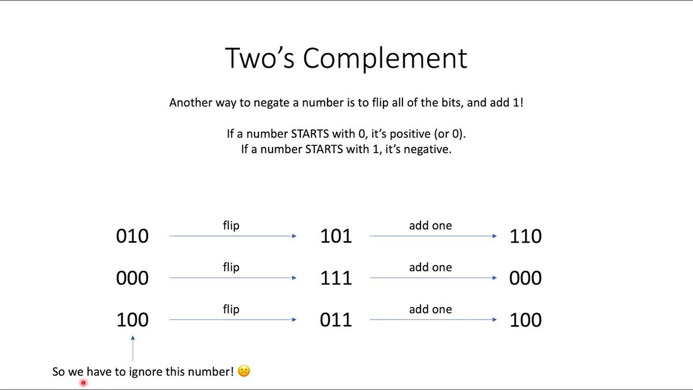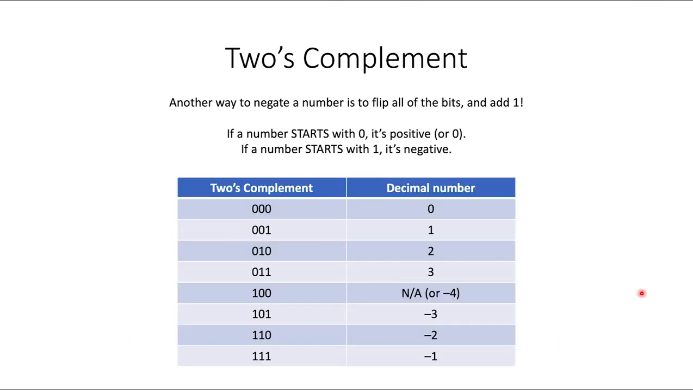Okay, here's the spoiler. We have to ignore this number, so I'll say why. Take a look at this table where we decode these 2's complement numbers into decimal. First of all, 000, 001, 010, and 011 decode into the usual 0, 1, 2, and 3 that we're used to from normal binary numbers and 1's complement. Then we have 100, which I'll ignore for the moment.